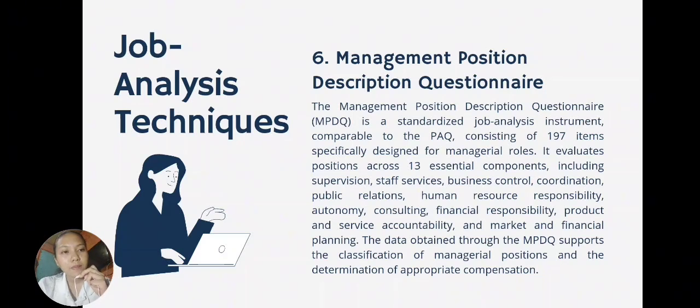So, the MPDQ consists of 197 items and also includes 13 essential components including supervision, staff services, business control, coordination, public relations, human resource responsibility, autonomy, consulting, financial responsibility, product and service accountability, and market and financial planning. The results that job analysis provides can help companies understand what managers do and also helps them decide a fair compensation.